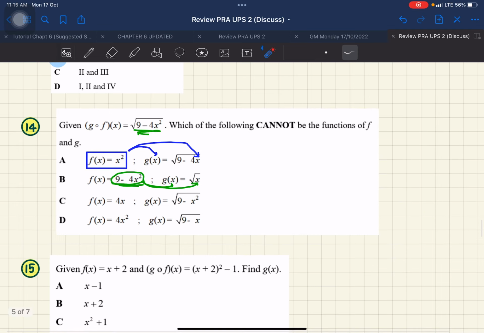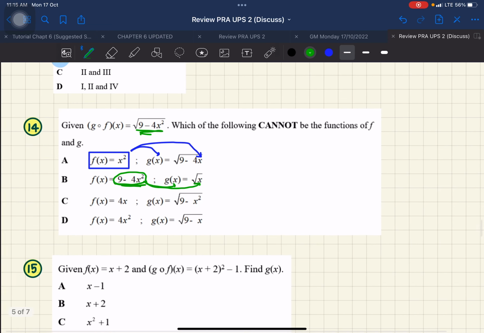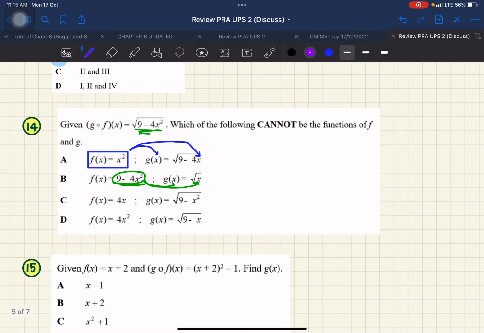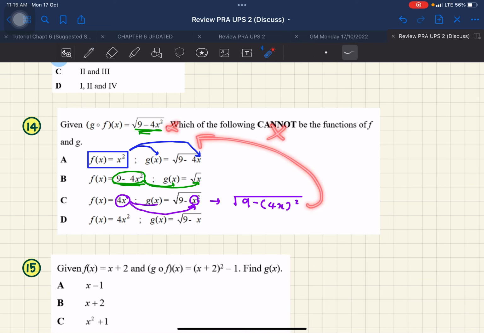Okay, and then C pula. So kalau C, saya guna warna lain lagi, warna purple. So this is my x, f(x). So saya nak masukkan dalam this one. So bila masukkan dalam this one, x dekat dalam, square dekat luar. So apa yang saya akan dapat is square root 9 minus 4x square. So from here saya akan dapat 9 tolak 16x square, which tak sama dah dengan yang atas. Okay, tak sama. So jawapan kita is C, charging.